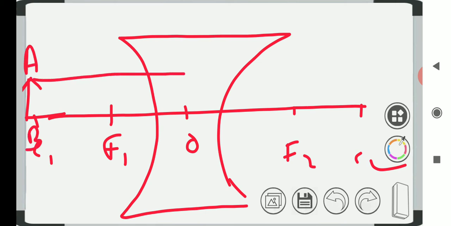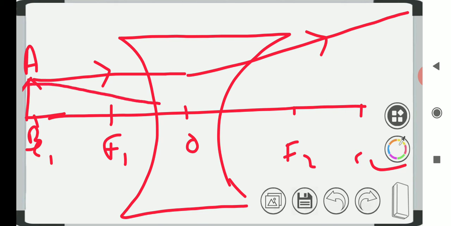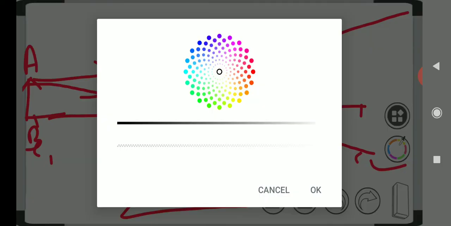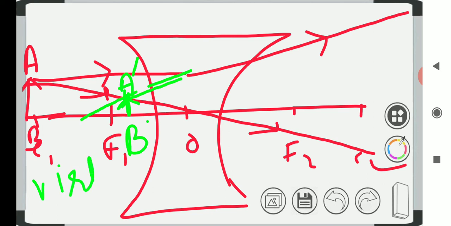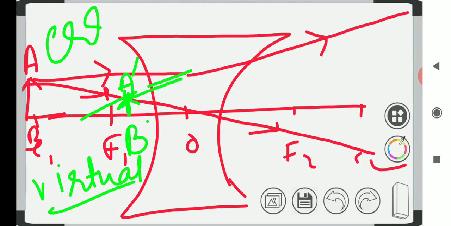Then a ray of light parallel to the principal axis will diverge like this, and a ray of light that passes through the optical center will pass as it is, there is no deviation of light. But if we extend these refracted rays in a backward direction, we will find that they appear to intersect at that point, and at that point the image of the object is formed. It is A dash and B dash. This is a virtual image because of the apparent intersection of the light rays, and a virtual image is always erect, but here the size of the image is smaller than the object.